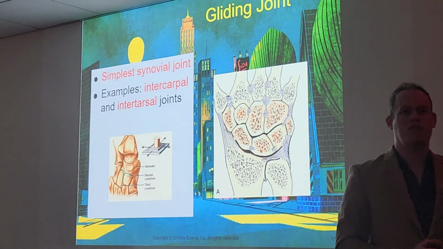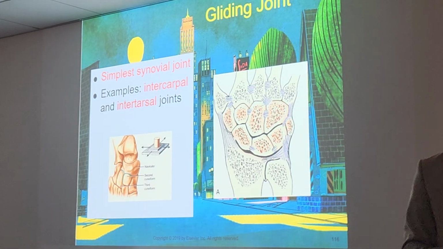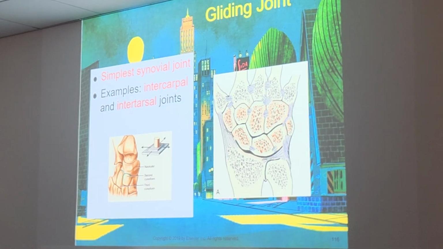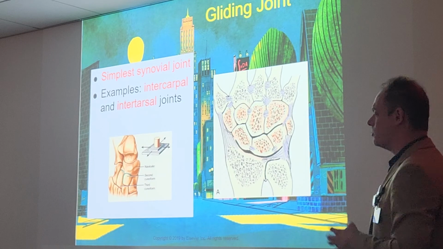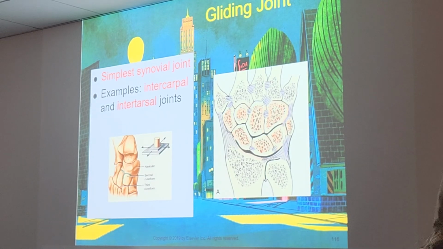It's the simplest synovial joint. Most famous of the examples will be the intercarpal and the intertarsal joints. Carpal refers to the wrist bones, tarsal refers to the foot bones.